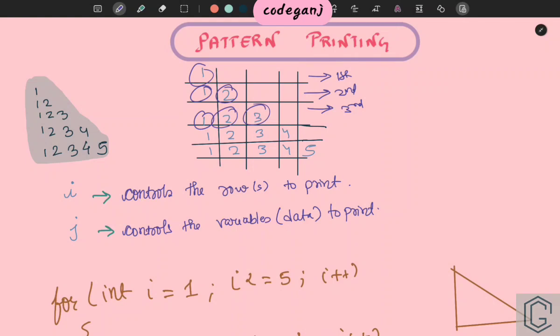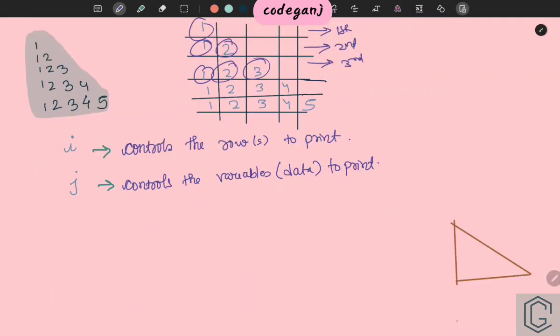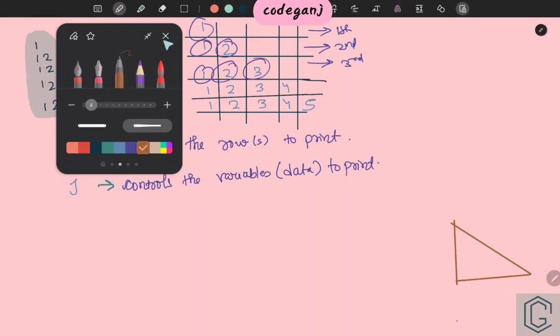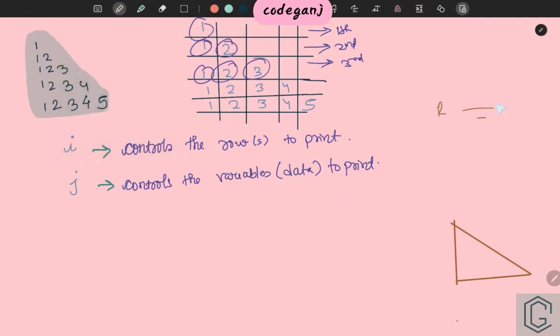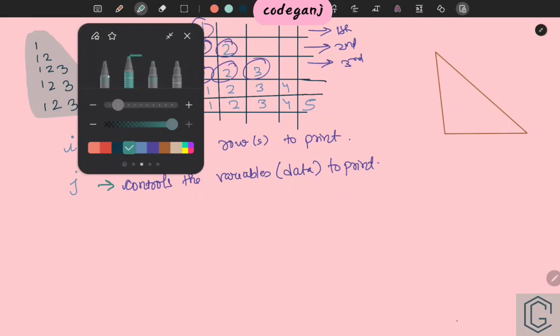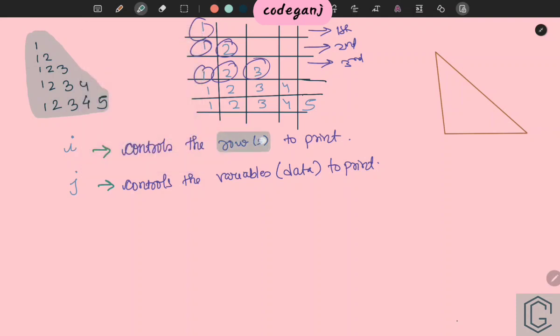Now, the basic thing we have to understand is that we are going to start our first program. I'm not writing those starting lines, public class pattern, those things you write. Here I'm trying to give you the main basic concept. First of all, what you're going to learn is this type of triangle, the very first triangle that we're going to learn. As I told you, i controls the rows that you're going to print, and j controls the data that you're going to print.